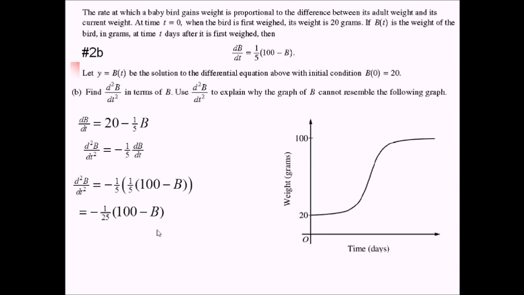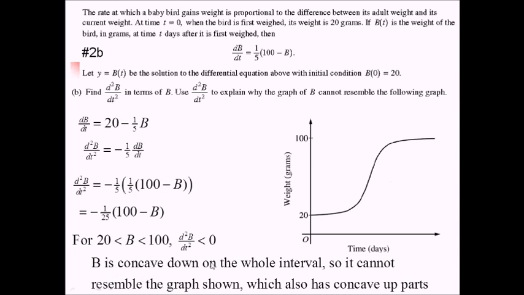factored out, because I notice that if b is anything less than 100, certainly anything between 20 and 100, then this parentheses comes out positive. Combined with the negative here, that's a negative overall result. So for anything between 20 and 100, certainly, our second derivative is negative. That means that the true graph of b should be concave down for this entire interval. But looking at this graph, we also have this concave up piece, which doesn't match what we see over here. So to summarize, b is going to be concave down the whole time, so it can't resemble the graph shown here, which has concave up parts.